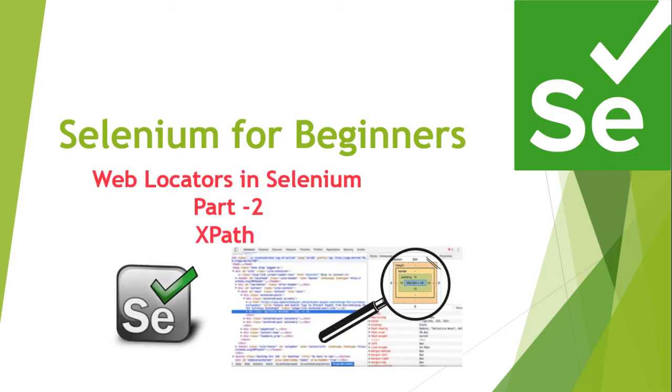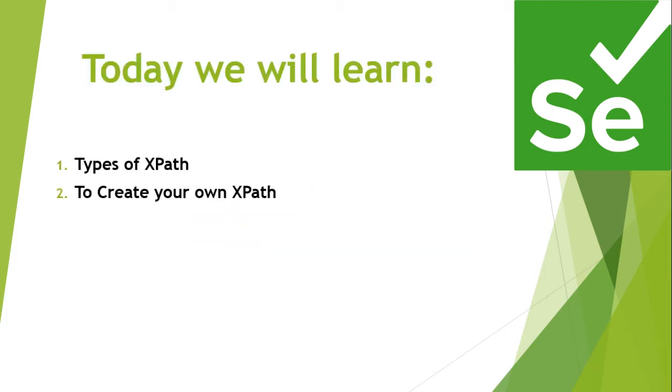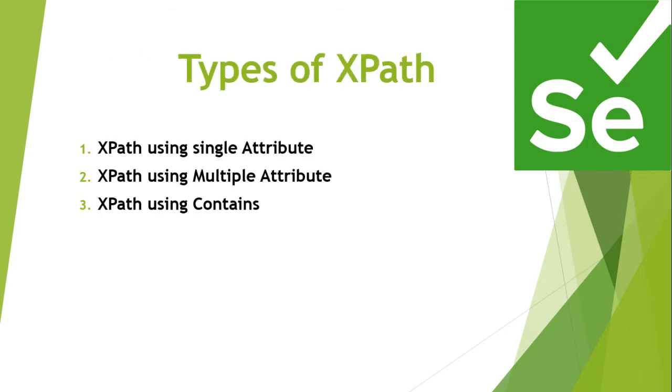So in this video we are going to see the second part of web locators in Selenium. We are going to learn different types of XPath and then we'll see how we can create your own XPath in these different types. So basically there are three major types of XPath. One is single attribute, second one is using multiple attributes, and third one is using contents. These are just major types. Again, there are subtypes available. We can see it later.